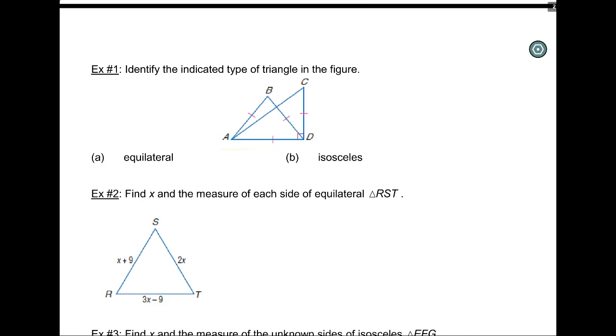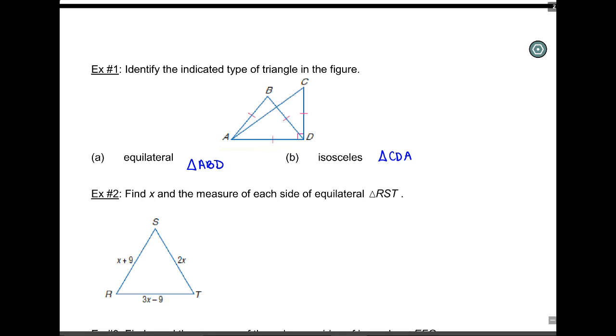Now, here are 2 overlapping triangles. We got a lot of different things going on here. Here's a right triangle. And here, this is equilateral. So what would you name as your equilateral triangle? Triangle ABD. And how about an isosceles triangle? CDA.